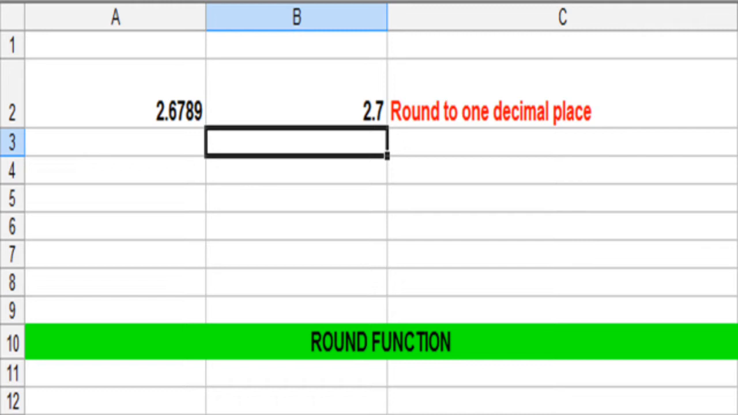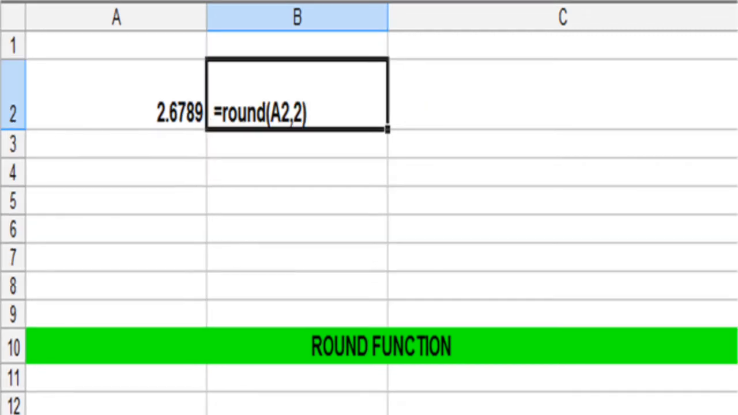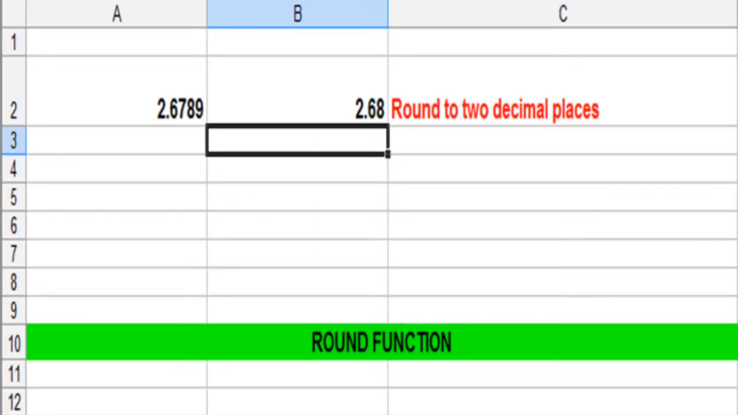After the decimal point, the numbers are 6, 7, 8, 9. In the output value, 6 became 7 because the second value is 7, which is more than 5. Round to 2 decimals. The formula is equals ROUND(A2, 2). Press enter. Rounded to 2 decimal places. After the decimal, the numbers are 6, 7, 8, 9. In the output value, 7 became 8 because the third value is 8, which is more than 5.